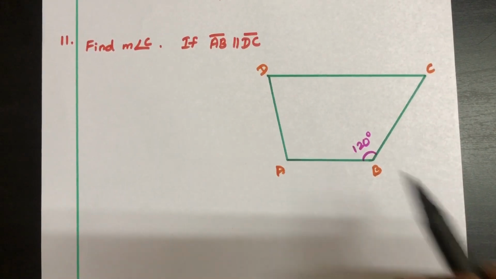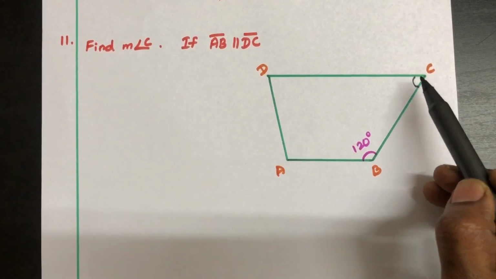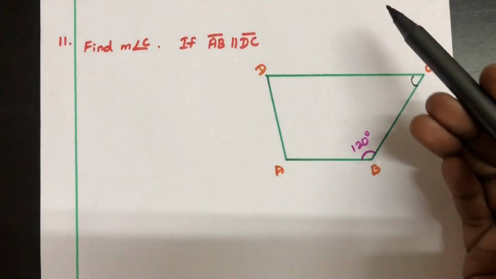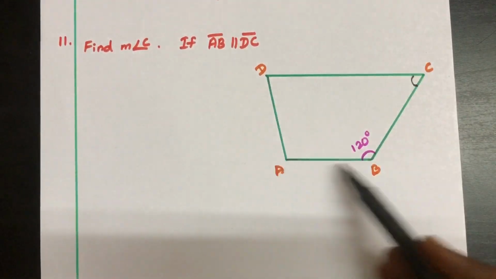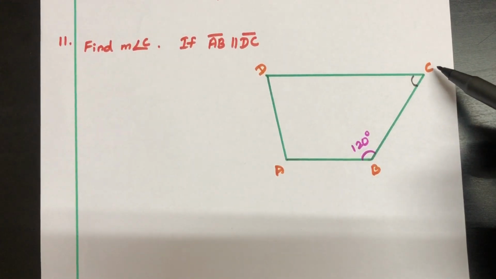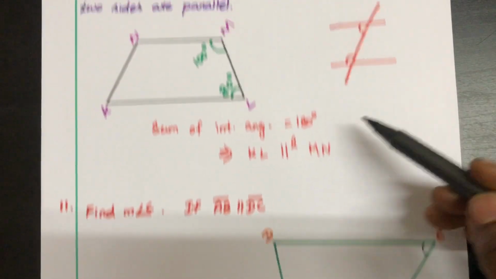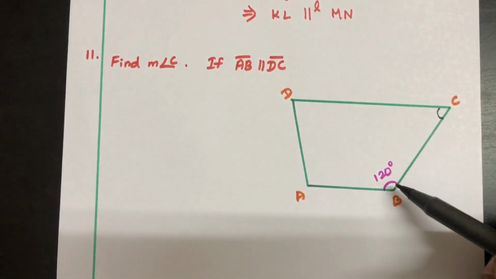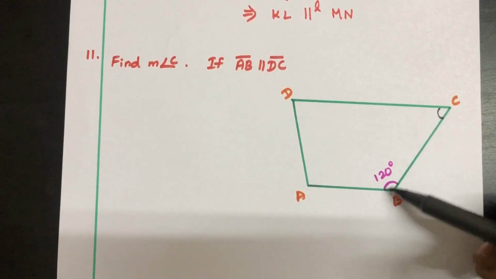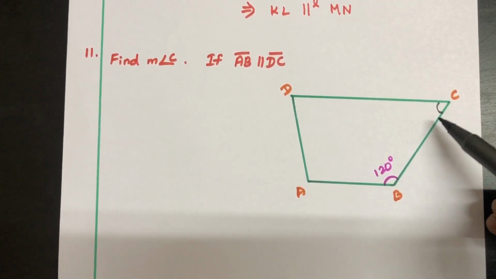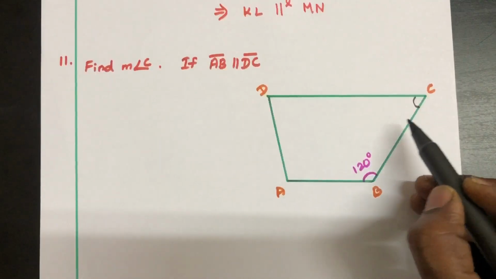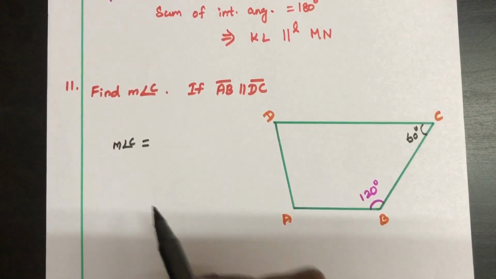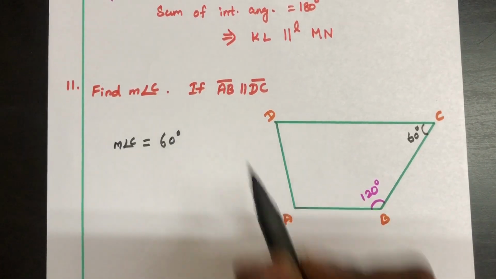11th question, find the measure of C, this angle. If AB is parallel to DC, that means it is a trapezium. We have just seen that two parallel lines and a line passing through them is called a transversal, right? The addition of the interior angles must be 180 degree. So, this angle and this angle, if you add these two, it will give you 180 degree. So, 120 degree obviously plus 60 degree will give you 180 degree. Therefore, measure of C is equal to 60 degree.